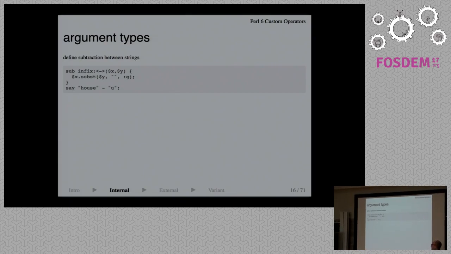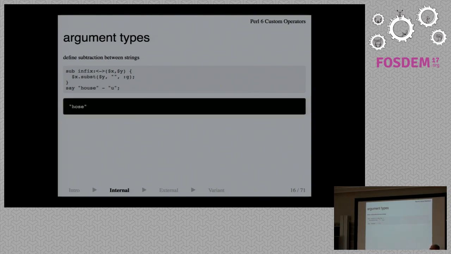Okay, so let's look back at something simple, subtraction. Let's say we want to define what it means to subtract one string from another string. We say it's substituting all occurrences of the first string with the empty string. So if you take a string and subtract a letter, it's like deleting all of those letters from the string. So house minus u is hose.